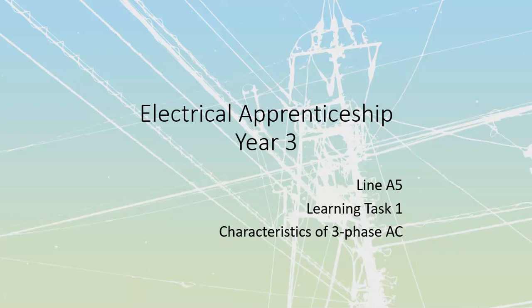All right, line A5, learning task 1, characteristics of three-phase AC. By now as an apprentice, you should have probably run into a couple of three-phase systems. If you've only dealt with single-phase systems so far, this is going to be completely brand new. But for those of you that have dealt with three-phase systems, what we're going to go over this next week and a bit is going to really put into perspective some of the systems that you have been working on.